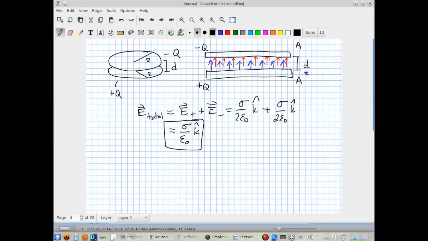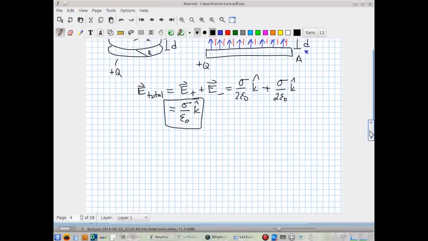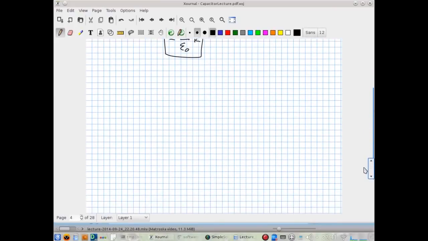And that's it. The reason this is remarkable is we can engineer in a very straightforward way a situation where we have a device with separated charge, plus Q and minus Q, a small distance between the charges, and in between them a uniform electric field. And what's great about uniform electric fields is it's really easy to do calculations with them. So let's do some calculations with them.